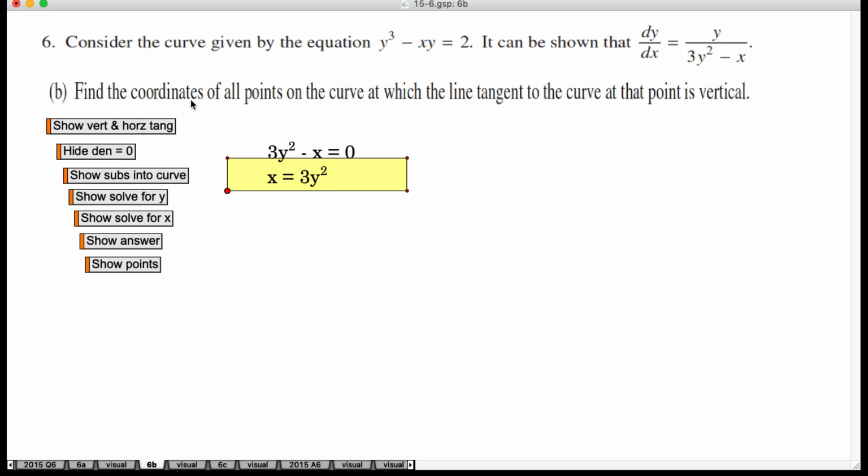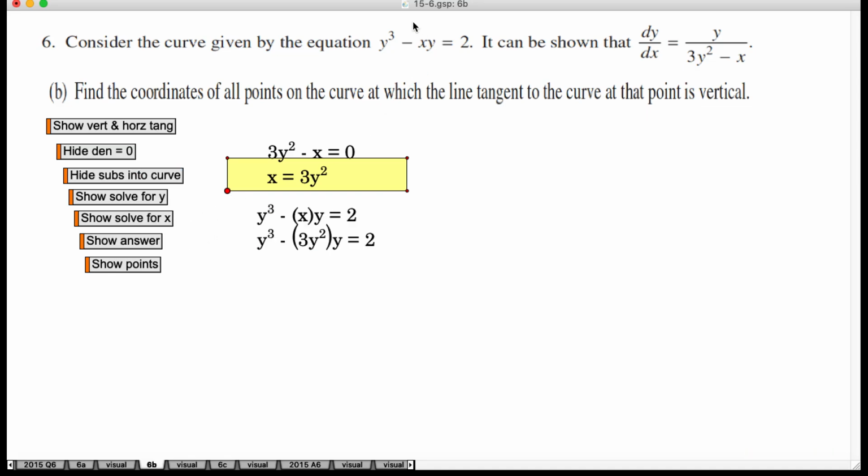But be very careful. See what it says here? It says points on the curve. So they must satisfy this equation. They must be on this curve. And that's our other equation. So we have a system. So what we're going to do now is, I'm just going to go ahead and take this here.